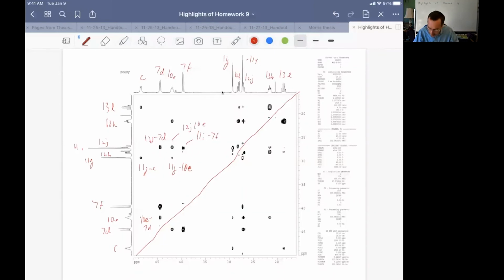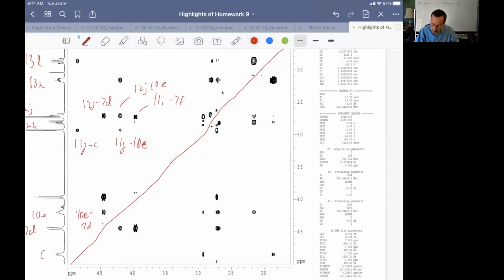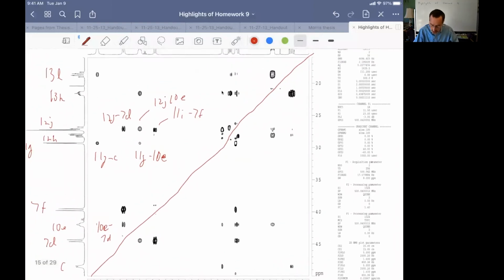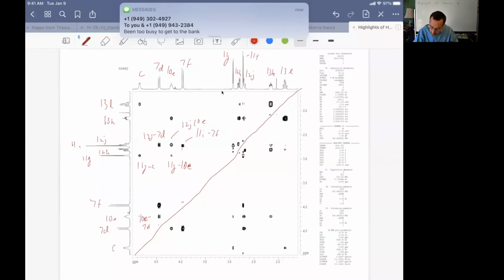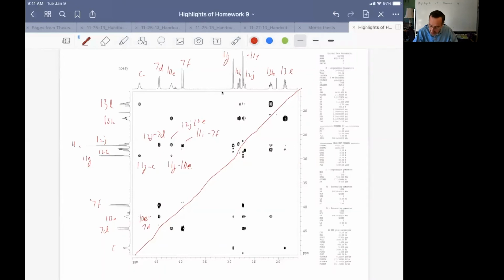You can work on either side of the diagonal, or if you have any confusion, remember your best digital resolution is in the F2 dimension. And so if you have any confusion, like here, whether our cross peak is off 11I or not, you can look at the shape of that cross peak, and you can see pretty unambiguously it's 7D with 12J, not with 11I. That doesn't mean there may not be a cross peak to 11I, but clearly the width of this is very nicely showing that these cross peaks that I'm labeling here are with the 12J.